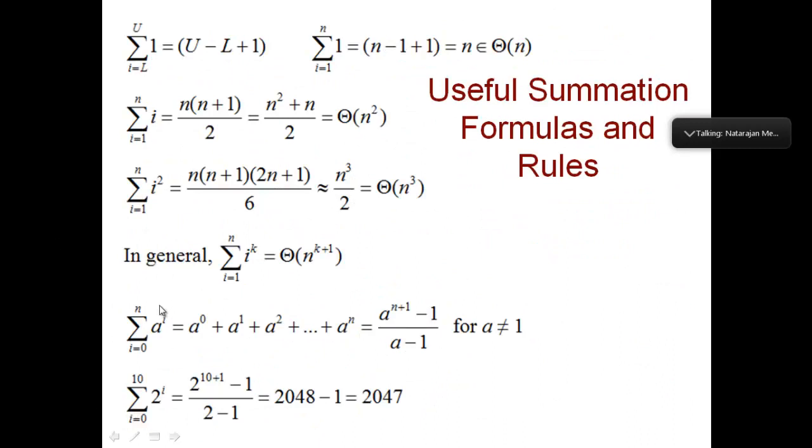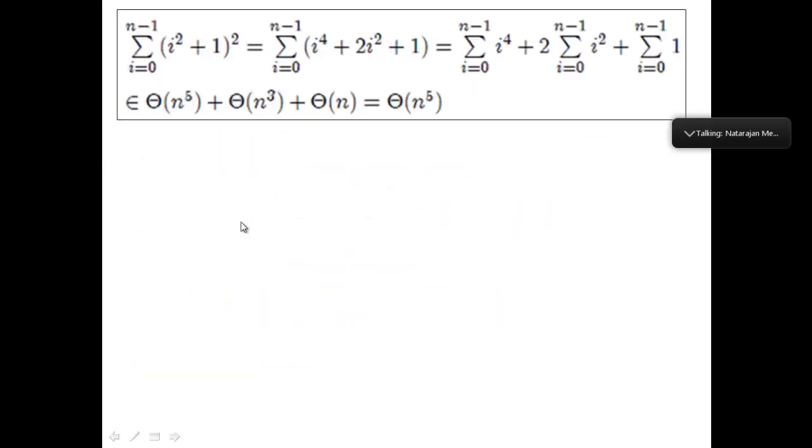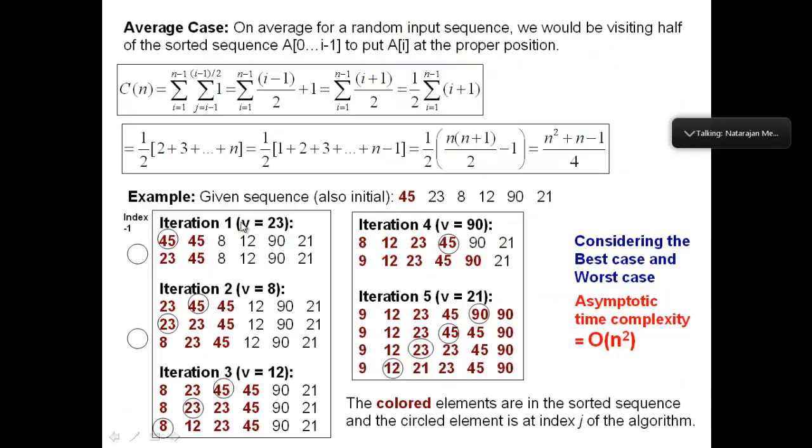If you go back and look at the formulas you have seen here, if it is a raised to i up to n, it is a raised to n plus 1 minus 1 divided by a minus 1. So here it is the sum for i equals 0 to k of 2 raised to i. That's 2 raised to 0 plus 2 raised to 1 plus 2 squared up to 2 raised to k. That's going to be 2 raised to k plus 1 minus 1 divided by 2 minus 1. This is for a not equal to 1, and in our case a is 2. So that's the formula I have applied here.